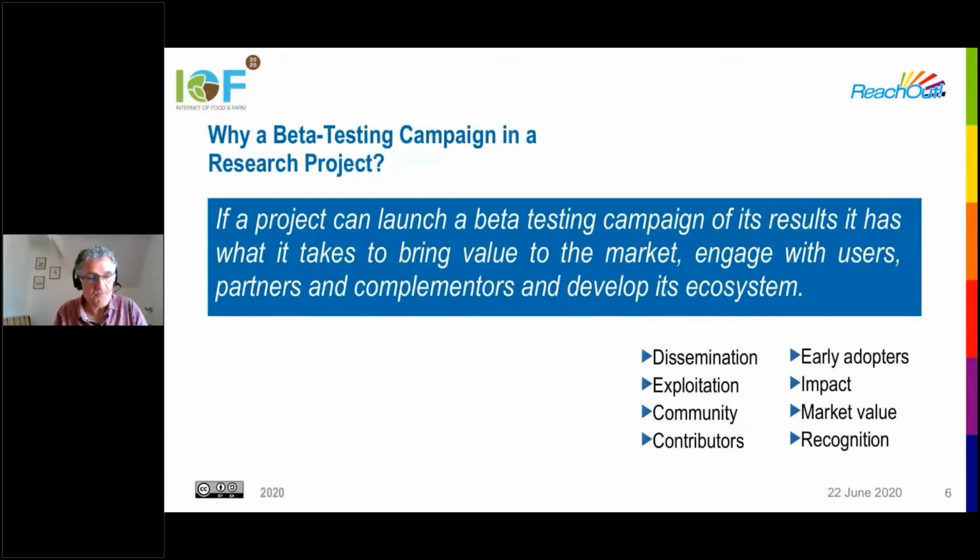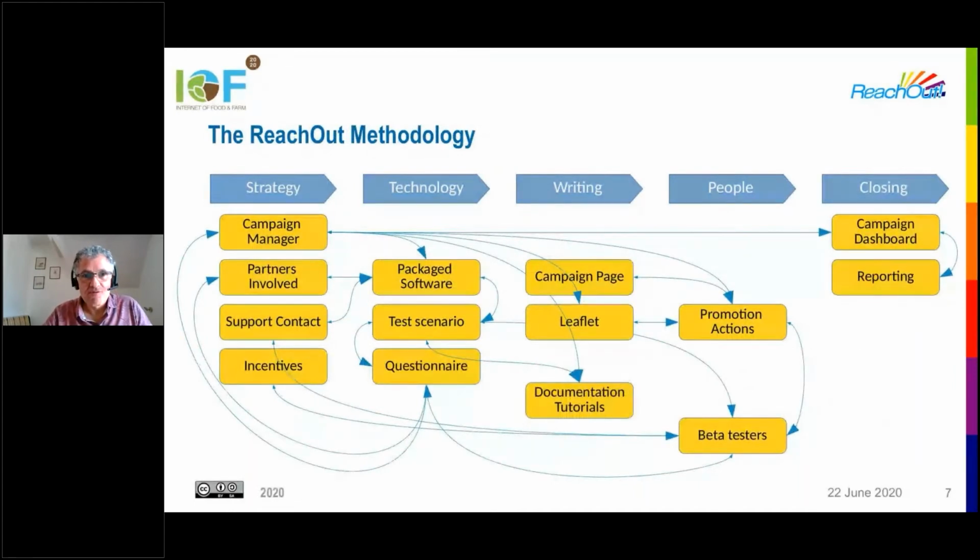At ReachOut, I won't go through this in detail, but we've developed a whole methodology around beta testing and user acceptance testing, with several phases. One is deciding the objectives of the campaign. What do you really want people to test? You should be very clear about that. The next one is to prepare everything, making sure it's all packaged so that the users can test it. Then the next one is writing all the documentation that goes with it, making sure that it's all ready. Then it's the beta testing phase itself, and in the end, you can analyze the results.